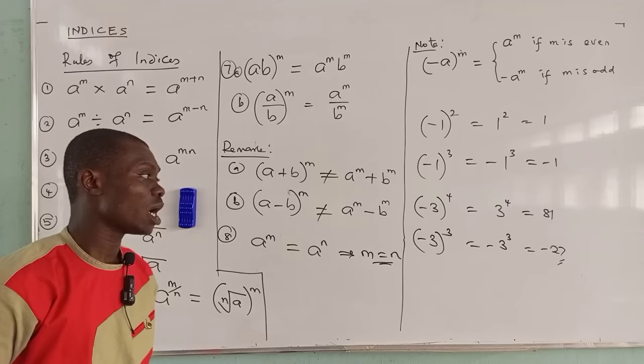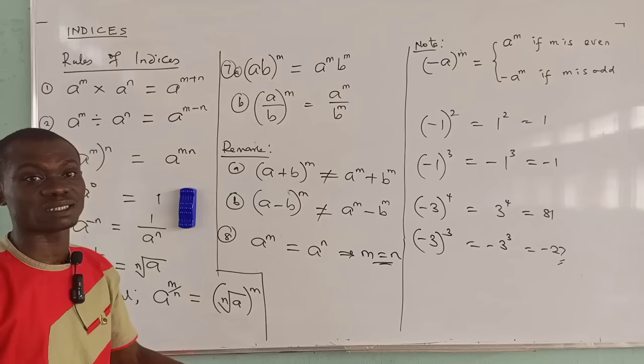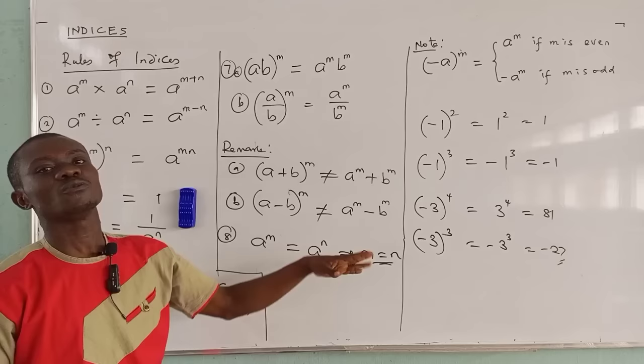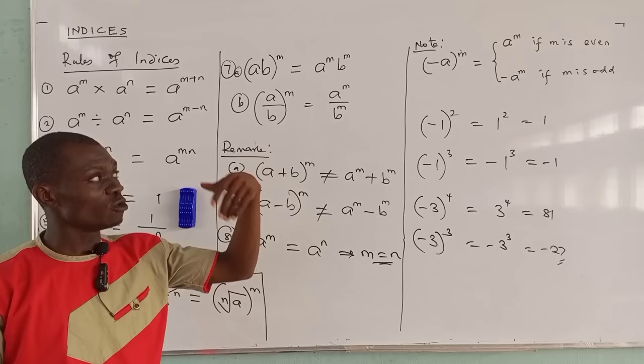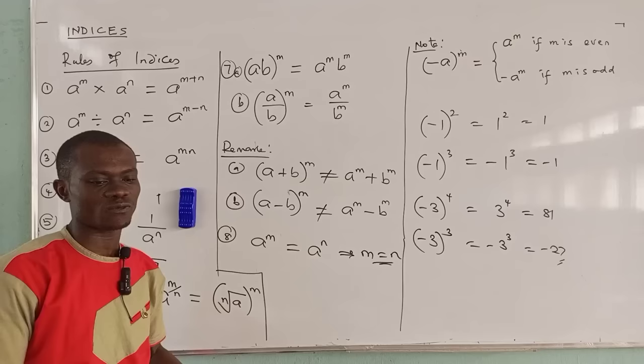And so this should be a rule. It can always guide us when we are raising a negative number to a power. If the power is even, just remove the negative sign and take the power, and you get the same answer. But if the power is odd, you also remove the negative sign, take the power, and then attach the negative after you've gotten an answer. And that is the solution.